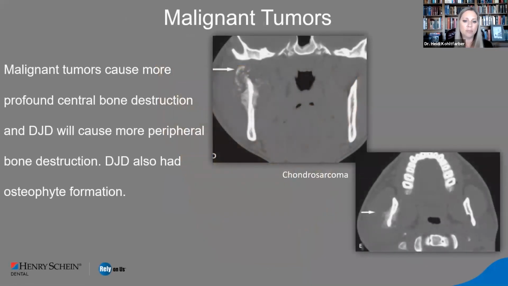We can also have malignant tumors, and they're going to cause a lot more profound destruction than we saw with our benign tumors. Sometimes people will get those confused with degenerative joint disease, although I'm not quite sure how. Degenerative joint disease will have osteophyte formation. They're not going to have this degree of bony destruction.